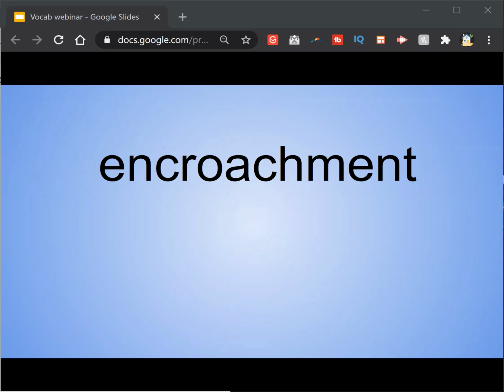So let's get started. First vocab word, an encroachment. What is an encroachment? Anyone who's live with me who wants to participate, feel free to type in the chat what you feel an encroachment is. What do you think an encroachment is? I'm also going to ask this question while you're typing. An encroachment is something, and I'm going to give you a typical example of one too.